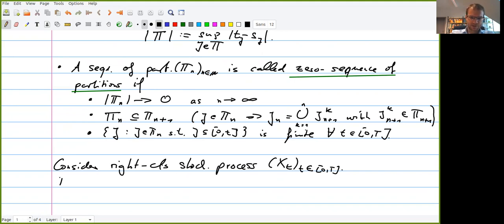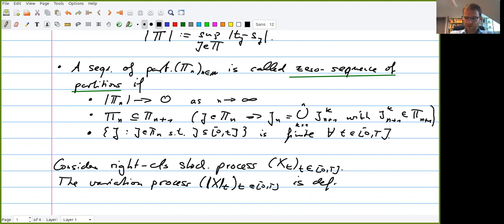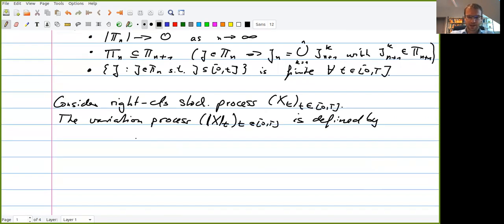And then we can define the variation process associated to this process X. We label it here with a bar, so we defined phi. Okay, so what's the mathematical definition of this variation process?